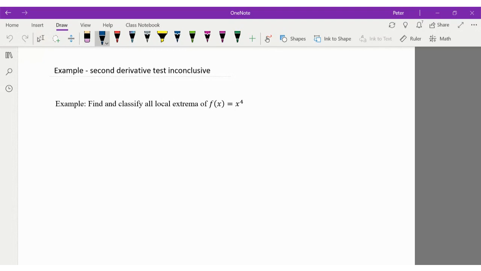Okay. So first of all, I want to just give an example where the second derivative test is inconclusive. This is kind of the classic example of that. It's a little easier than the ones in the textbook. Here we have f prime of x is equal to 4x cubed, and f double prime of x is equal to 12x squared. So what we can do is, first of all, find the critical numbers.